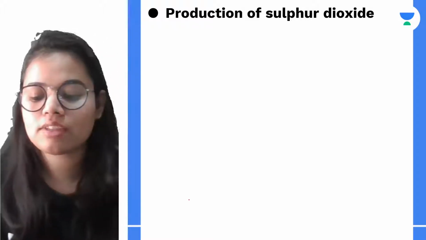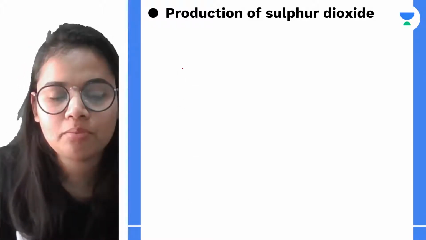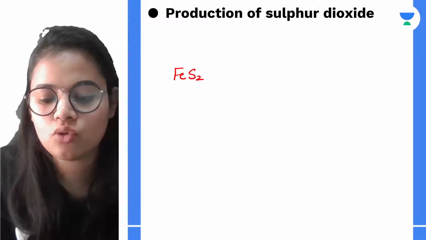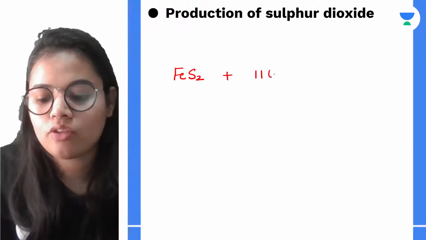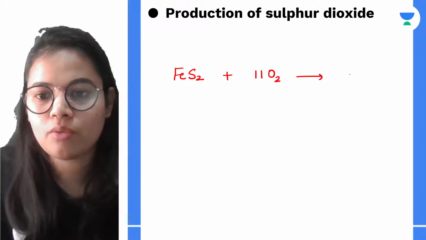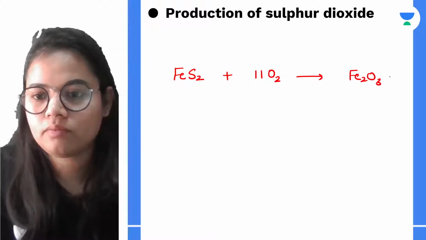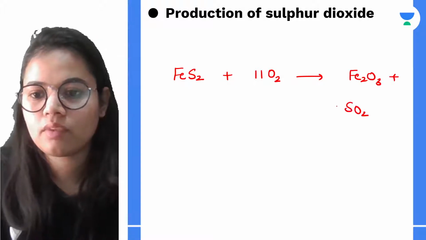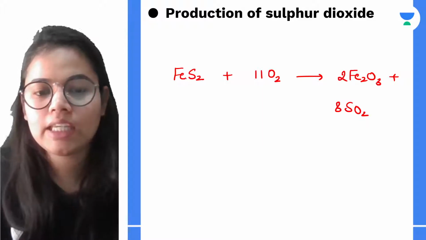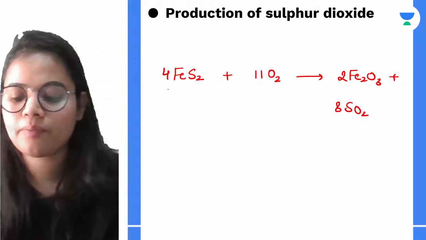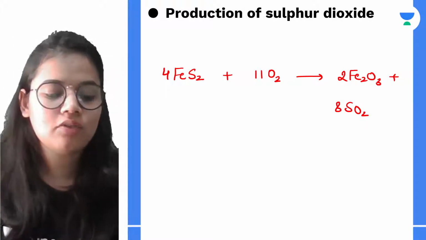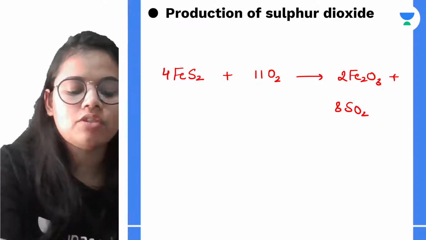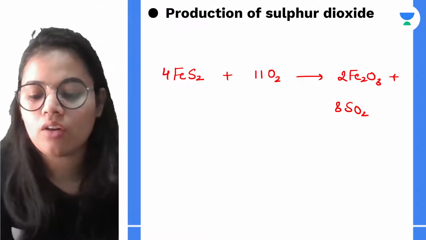So in the very first step, what is happening? We take iron pyrites, that is FeS2, and it goes through the roasting process. We get sulfur dioxide, and when we balance it, it is somewhat like this. So this is the first process by which we can get sulfur dioxide.